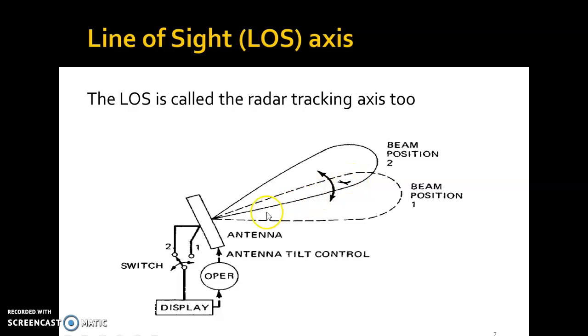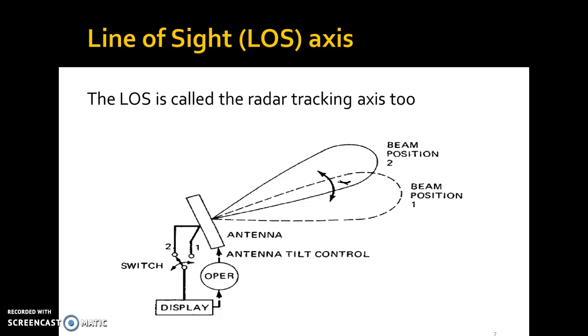So line of sight is basically used for communication between the antenna and the target. There should be no tilting of that antenna. In this diagrammatic representation, we are explaining that we have antenna tilt controls. We can tilt the antennas according to the positioning of the target.